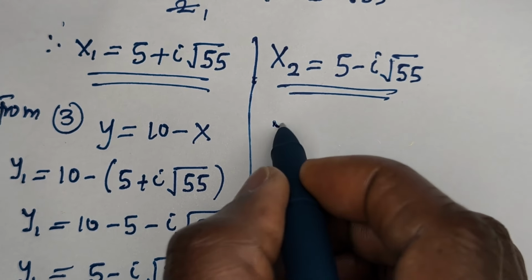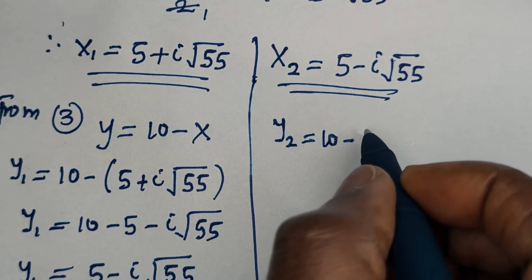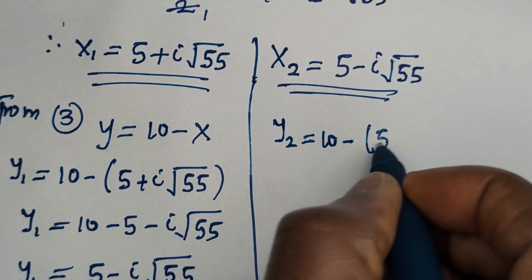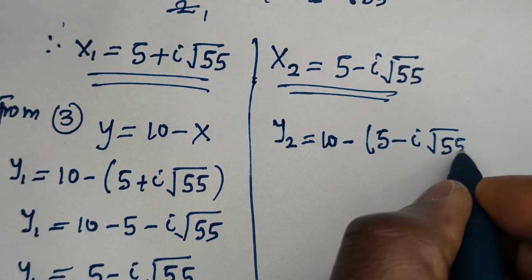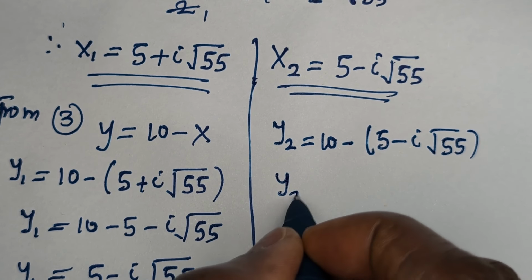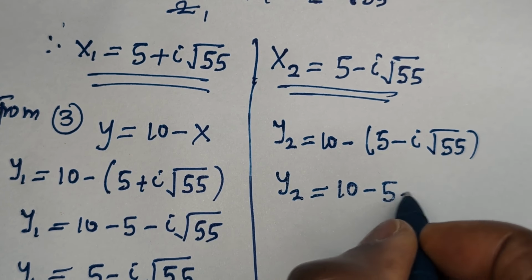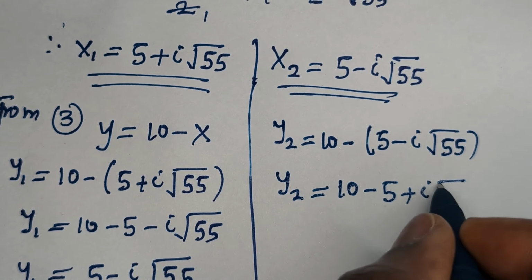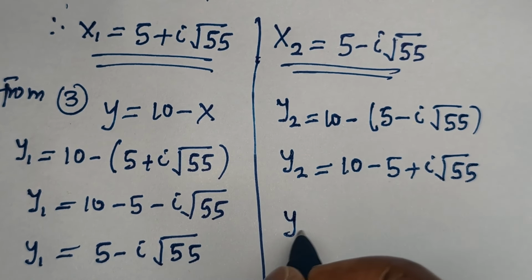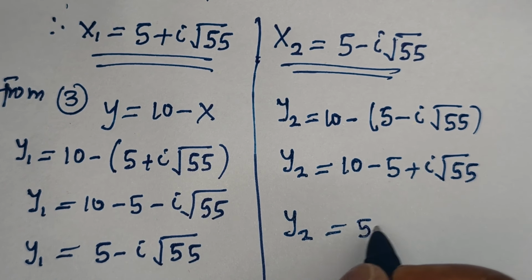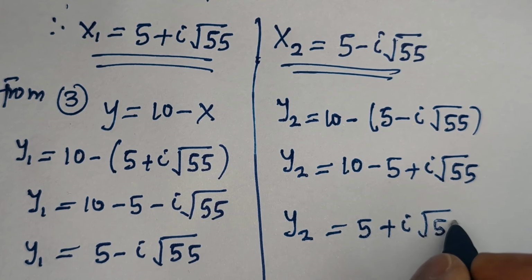Also, y2 is equal to 10 minus x2, which is 5 minus i square root of 55. y2 is equal to 10 minus 5 plus i square root of 55. y2 is equal to 5 plus i square root of 55.